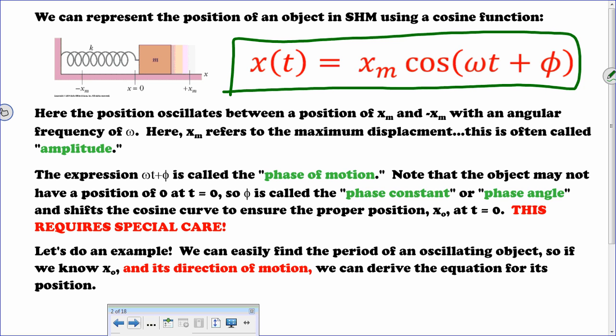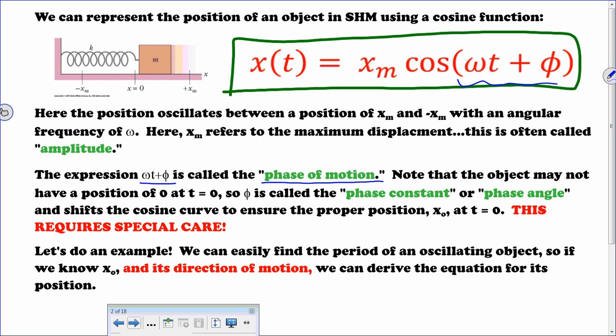Cool? All right. Now, this mess here, this omega t plus phi, that's the Greek letter phi if you're keeping score. If you prefer to say phi, I'm okay with that. So this mess, that omega t plus phi, is called the phase of motion. I think I saw that in one problem, but if you get to that problem and you're like, what the hell is the phase of motion? That's what it is. Okay?